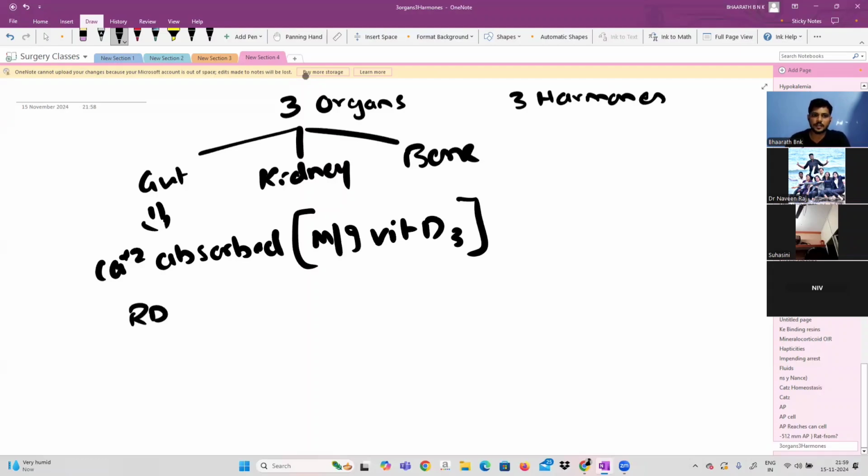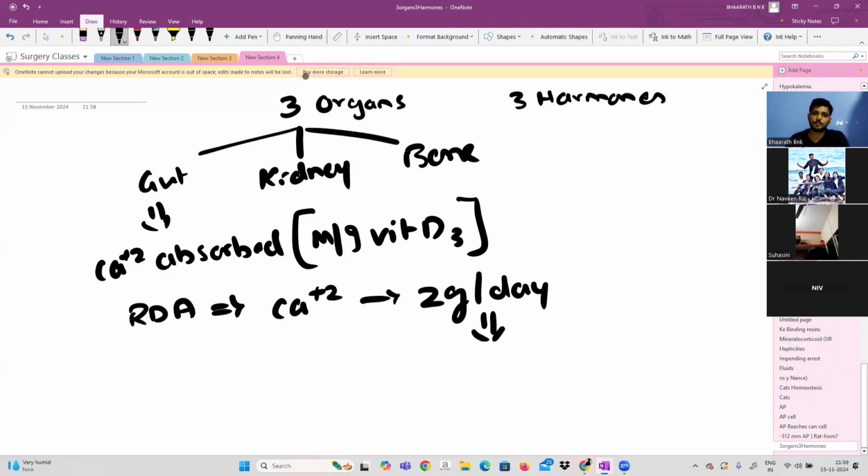The recommended dietary allowance of calcium, because it is Ca2+, you can take it as 2 gram. It is anywhere between 1 to 3 gram. 2 gram per day of calcium is what we take in. Out of this 2 gram per day, only 200 to 300 mg is absorbed. Right?